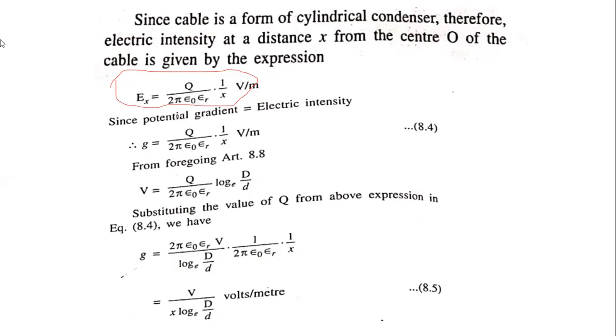Therefore E_x is equal to G. The electric intensity is equal to the potential gradient, it is G. Therefore G is equal to Q by 2 pi epsilon naught epsilon r into 1 by x.